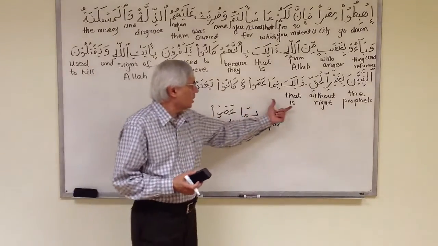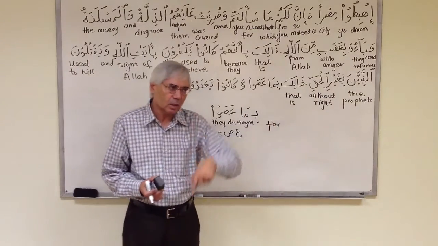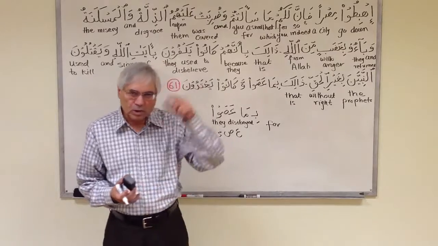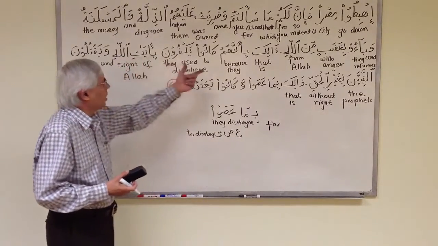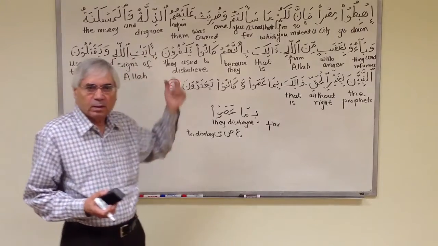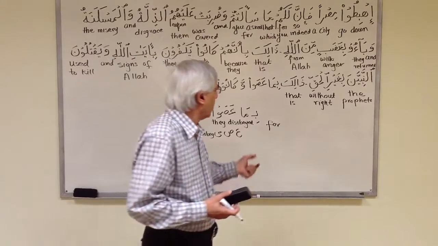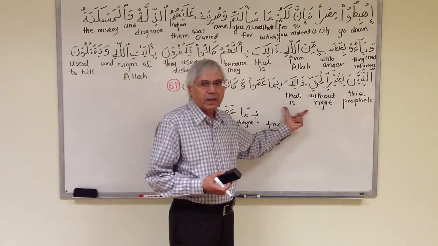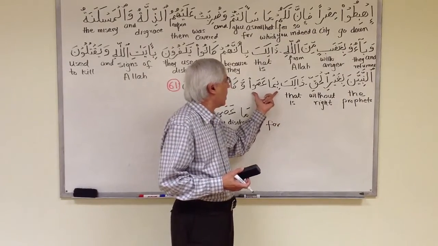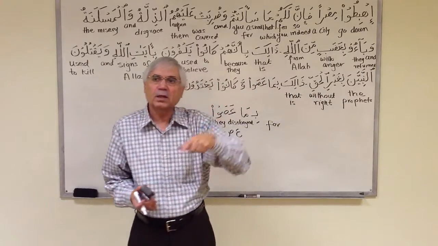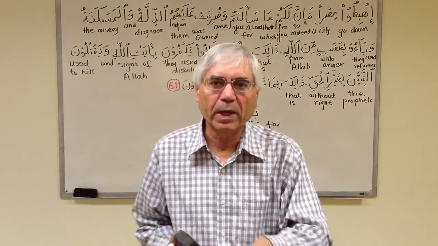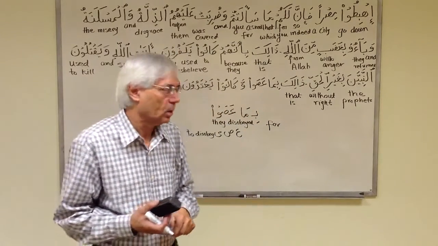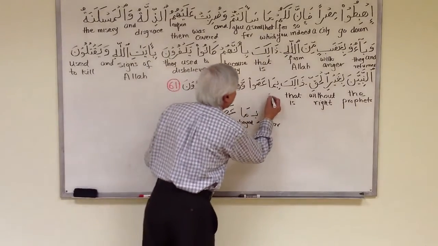Dalika can be translated, that is. That is means the result of. So this happened to them. They received the ghadab of Allah and they received the disgrace, all that. Why? That is bima asau, for their disobeying. For they disobeyed.